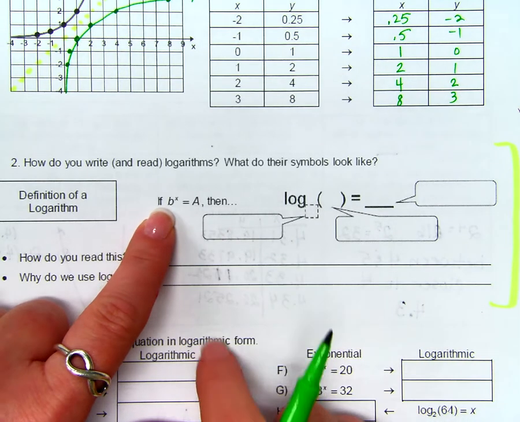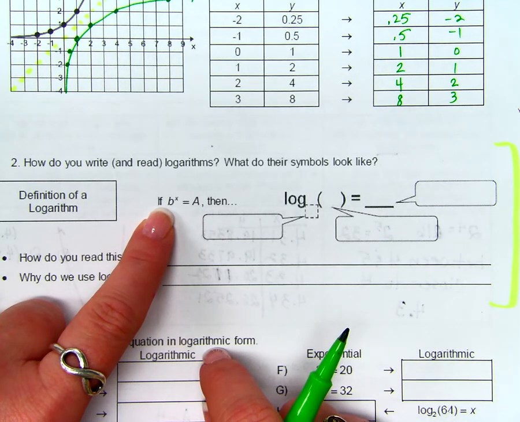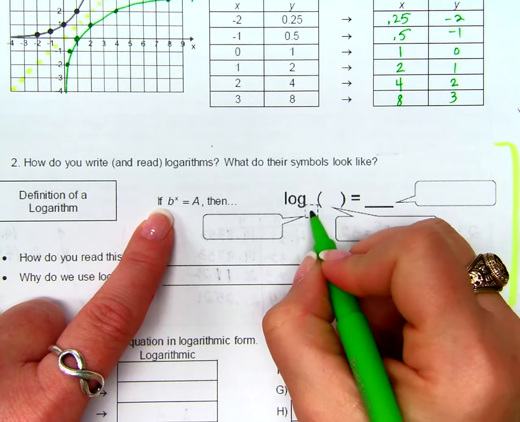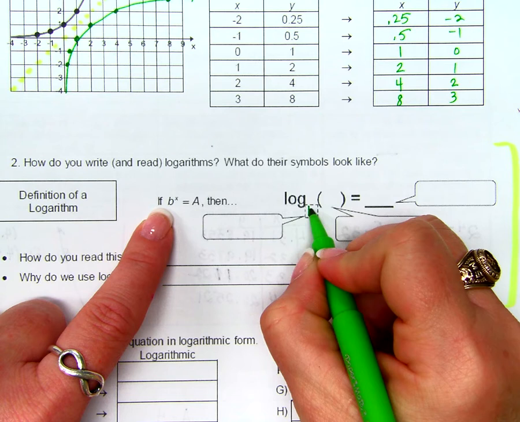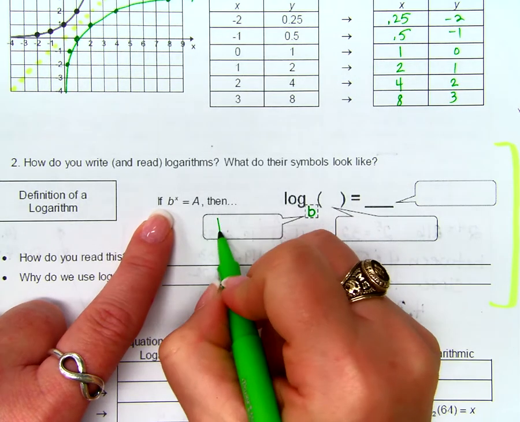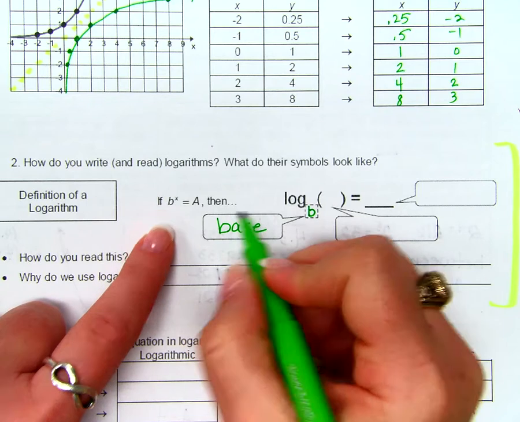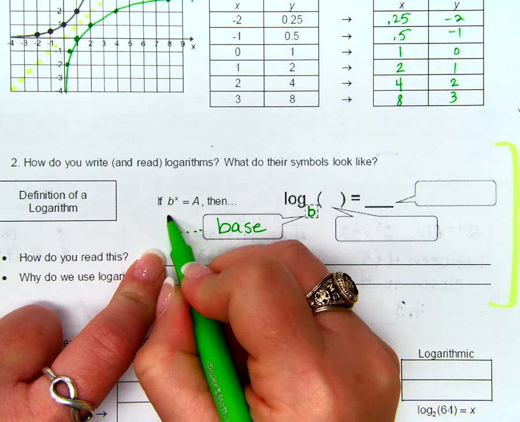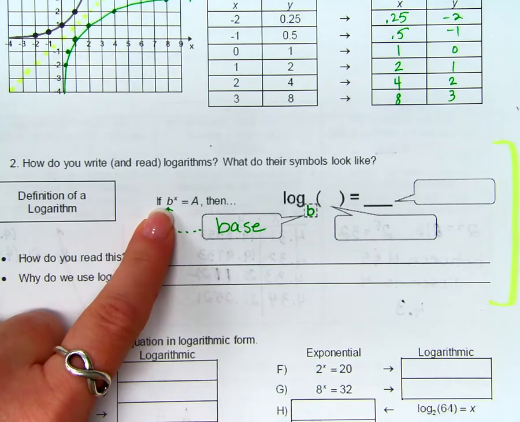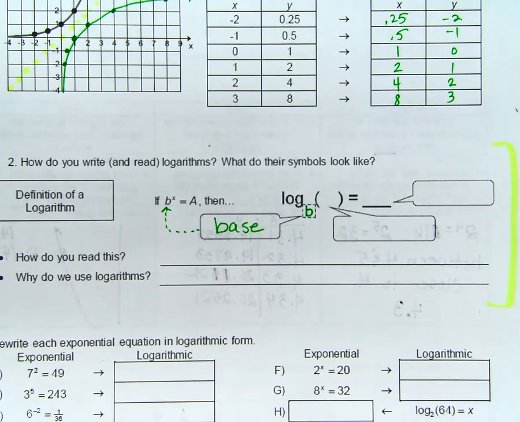Okay? What is this b called right here? In relation to the exponent, what is it called? It's called the base, right? It's the base of the exponent. It's the thing that's being raised to the power, right? Well, what's really cool is when you write a logarithm, it's right there. And guess what it's called? A base. So the base of the exponent is the base of the logarithm.